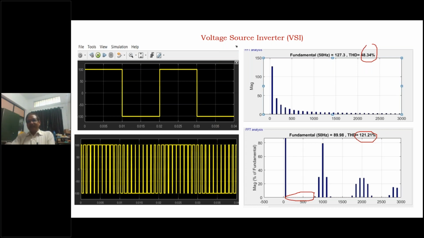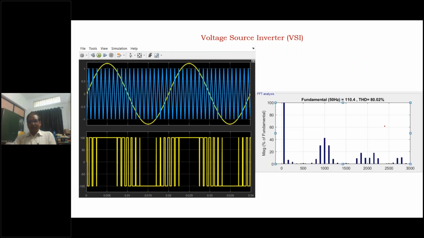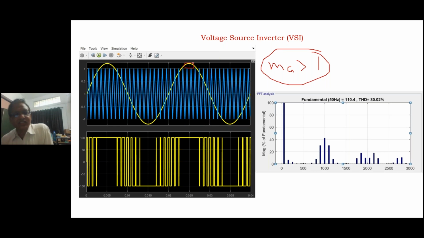One more thing. This THD also depends on the modulating index. One more thing I have to discuss. If I make the sinusoidal voltage greater than this carrier waveform voltage, in that case the modulating index is greater than 1. So this is over modulation. When there is over modulation, there is no crossing of the carrier signal with the modulating signal. So at that time we get a constant voltage, this time or this time.